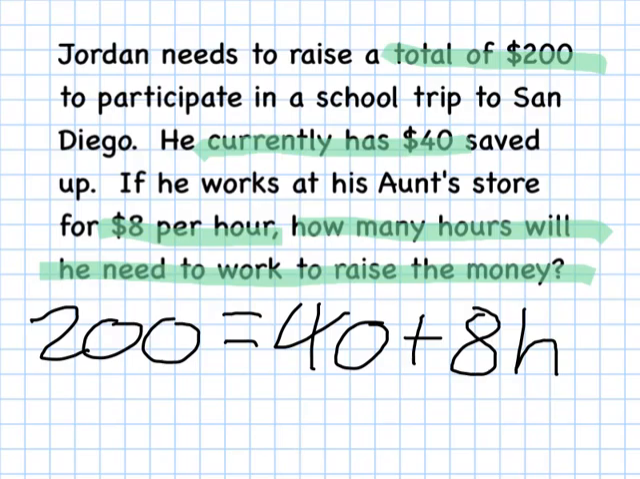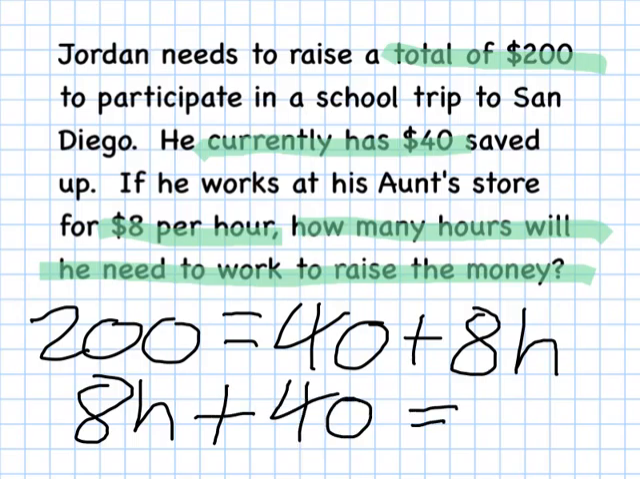Let's go back and see if that makes sense. Total of $200. He currently has $40. He's going to work for $8 per hour to get there. That makes sense. Now this may not look like how you might normally see a two-step equation, so let's rearrange it a little bit. We can just turn it around, as long as things stay on the same side of the equal sign that they started at. So 8h plus 40 equals 200, and there you go.